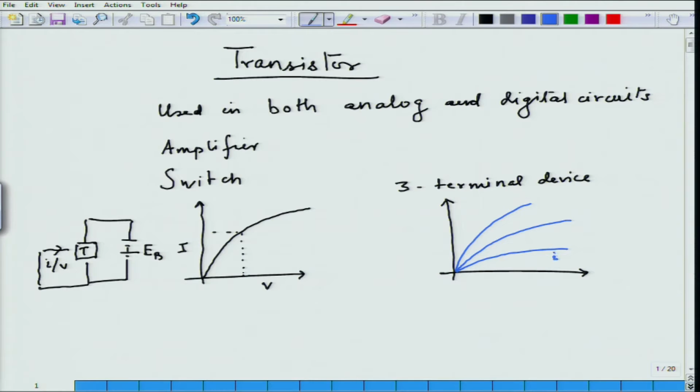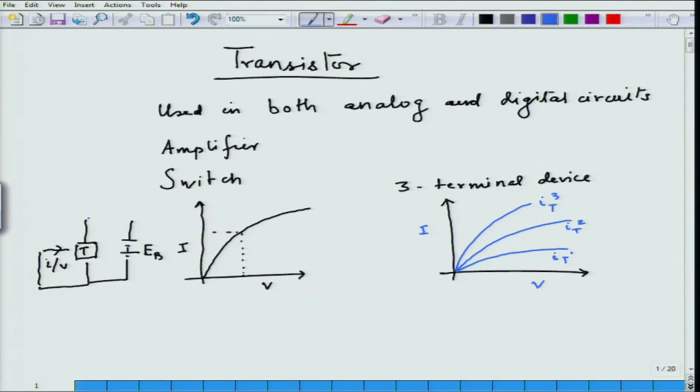So, this would be the third terminal current, it could also be a voltage. At one value, and at a different value, it will have different IV characteristics, and a third value as well. So, this is the importance of a three terminal device, where the third terminal signal is used to control the IV characteristics of the device.